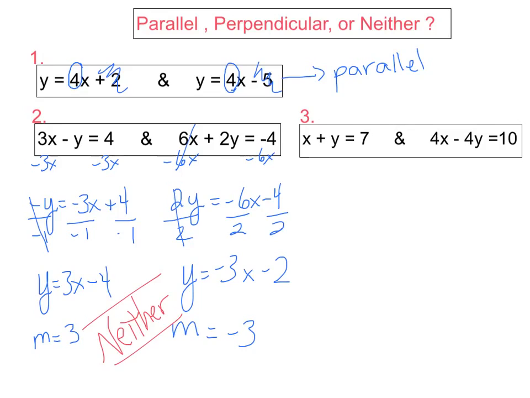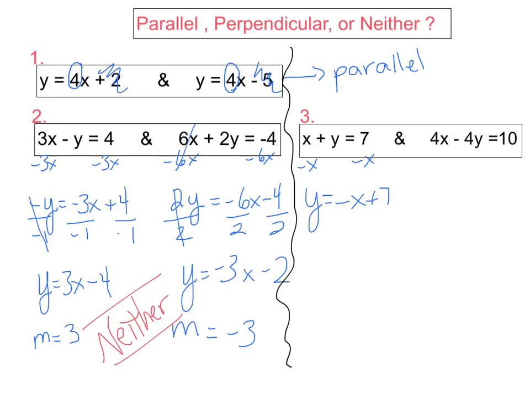Okay, let's try another one. Looking at these, we have to put them again in slope-intercept form. So I'm going to move my x to the other side. So y equals -x plus 7.